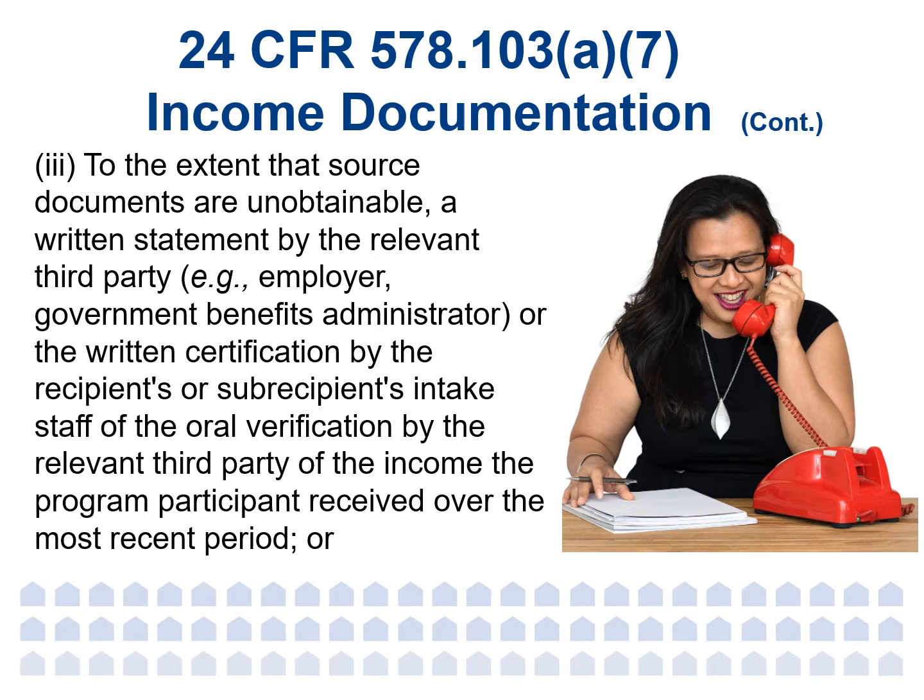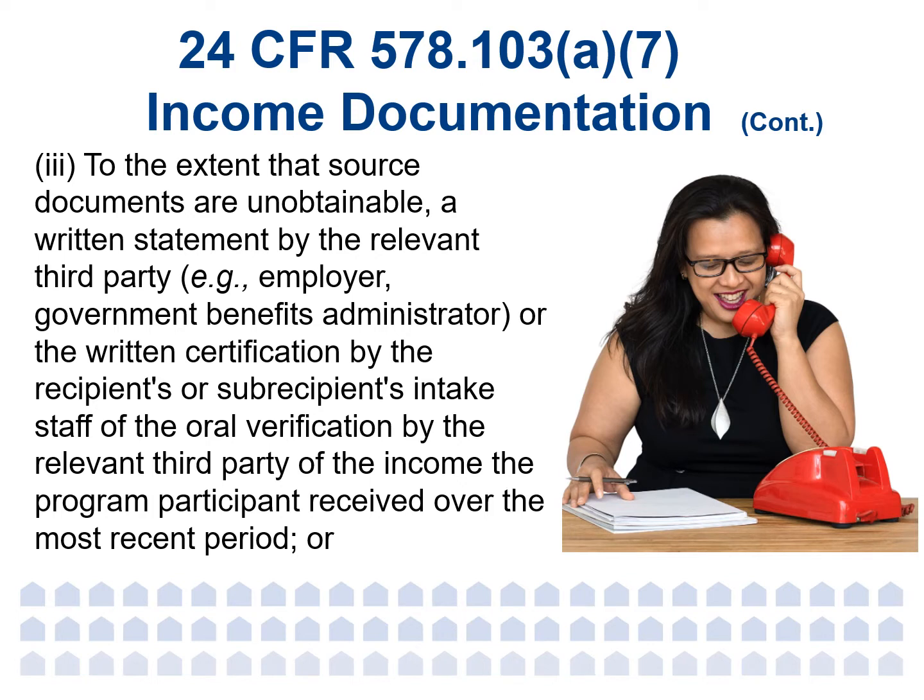When source documents are not obtainable, you should document your attempts to obtain them and attempt to get third-party verification. The relevant third party, such as an employer, can provide written verification, or you can record and certify a receipt of oral verification. When you receive third-party verification, you need to ensure that it has all of the information that you need to calculate the participant's income.